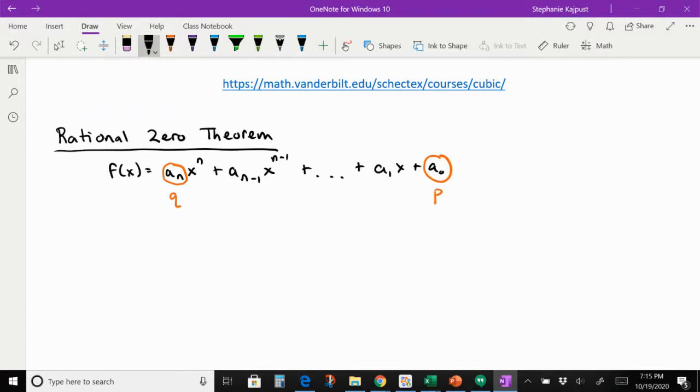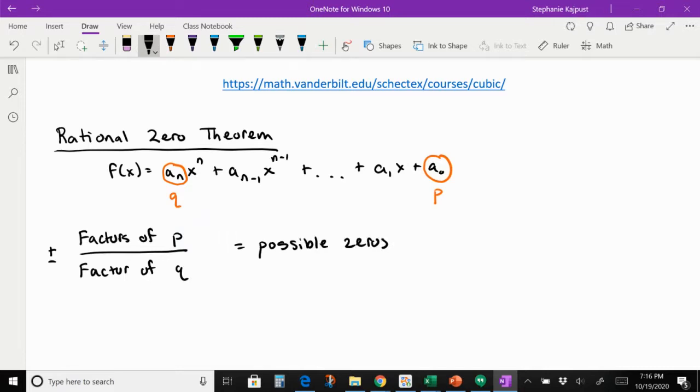And so you identify your p and your q, and first you write down all the factors of each of those. Then you write down all the factors of P, and then all the factors of Q. And you can either have a plus version or a minus version, and that lists all of your choices. So these are all possible zeros. It narrows it down to the possible numbers to try.